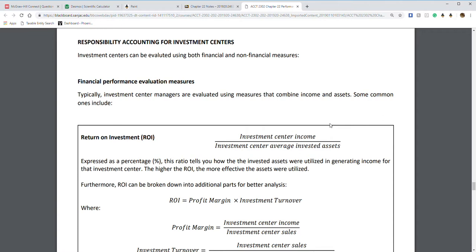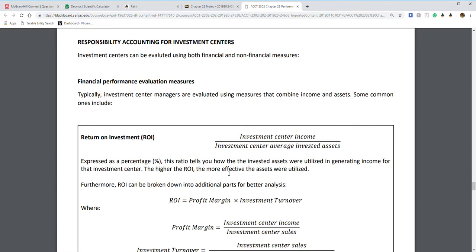Investment centers. Investment centers can be evaluated using both financial and non-financial measures. So we're going to get into both of these. With the financial performance, we have one big item that we tend to use, and that is the return on investment. Basically, when I buy this asset, how much money am I going to get back? Am I going to get enough back to make up for buying that asset?